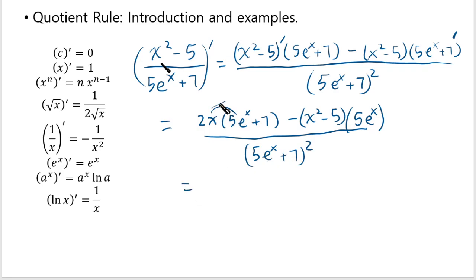And you should multiply them out. Be careful with the minus signs. 2x times 5, that's 10. Right? So it's 10x e to the x. 2x times 7, that's 14x. Negative x squared times 5, that's negative 5x squared. Negative, negative, so that's positive 25.